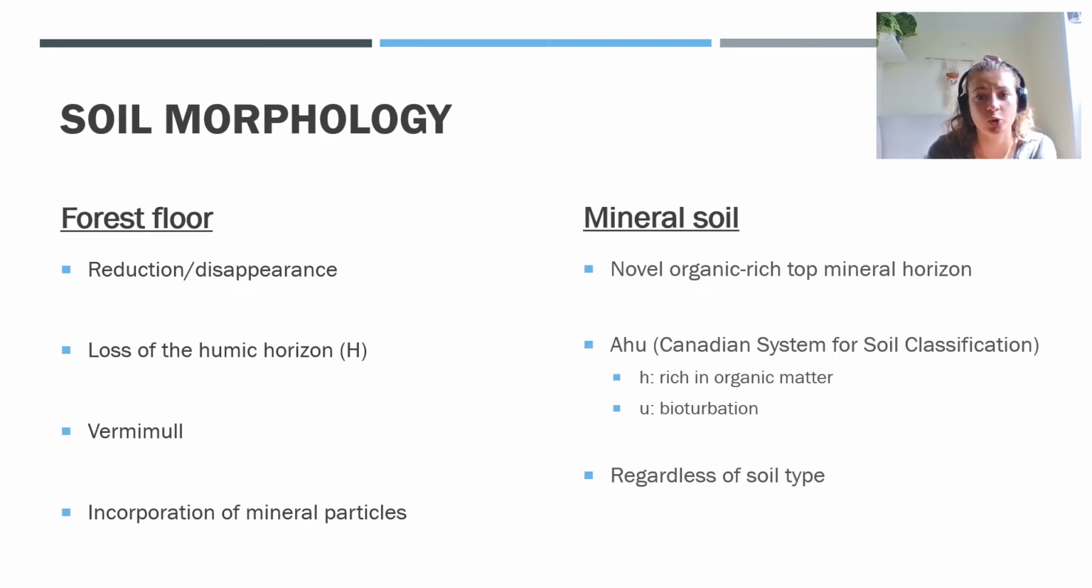And for the mineral soil, the structure of the top mineral horizon was changed. It was enriched in organic matter, mainly made of earthworm casts. So we classified it as an AHU, H for organic matter, and U for bioturbation, which is, by the way, part of the Canadian system for soil classification, but that U suffix is not very often used. And those observations are valid for all soil types that we studied.